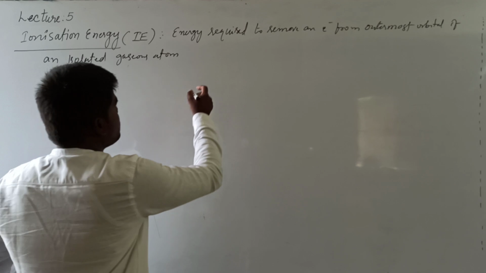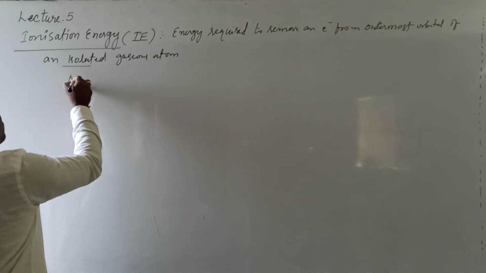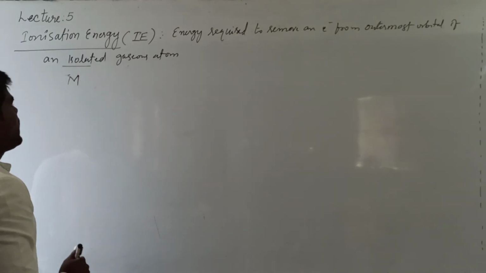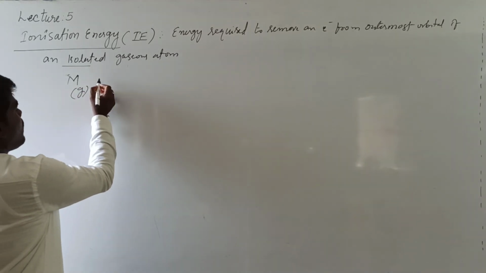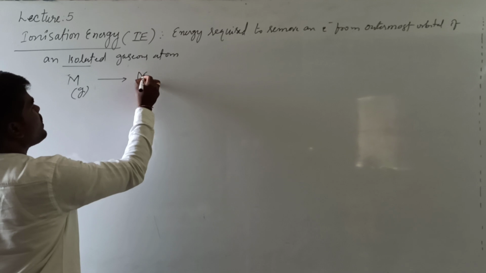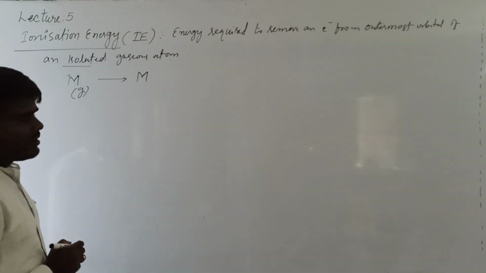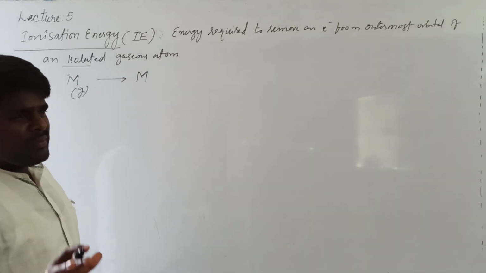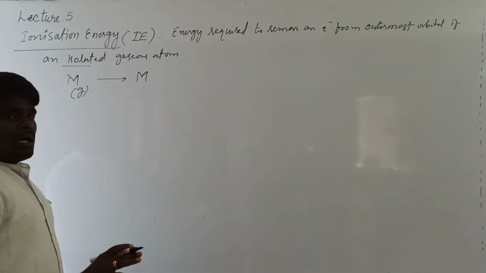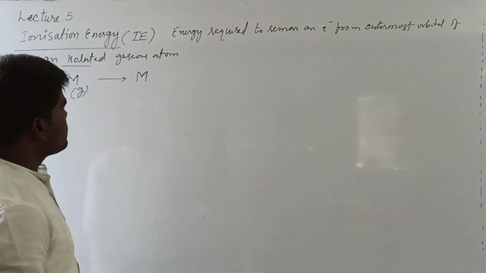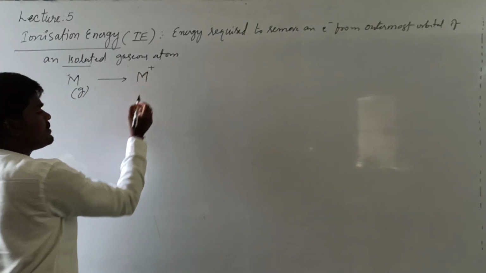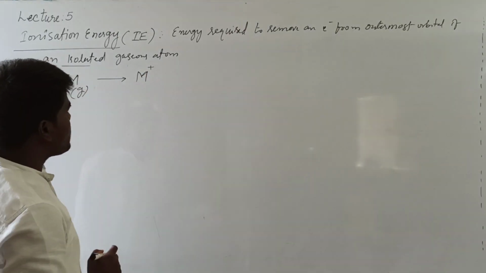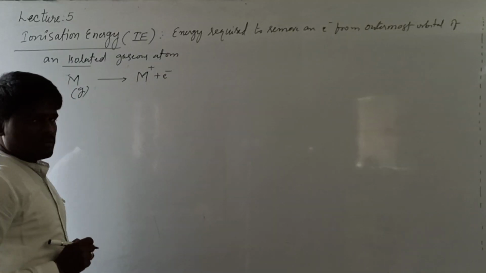It can be represented as follows. Suppose this is an isolated gaseous atom you are assuming, and when you are removing an electron, what happens? The number of protons remains constant and you are removing an electron from the valence shell. It will no longer be neutral, it gets a positive charge. It will become a univalent positively charged ion, right? Along with the electron being given out.